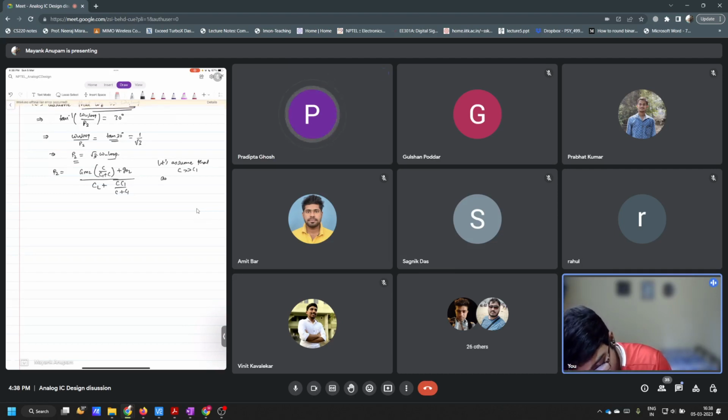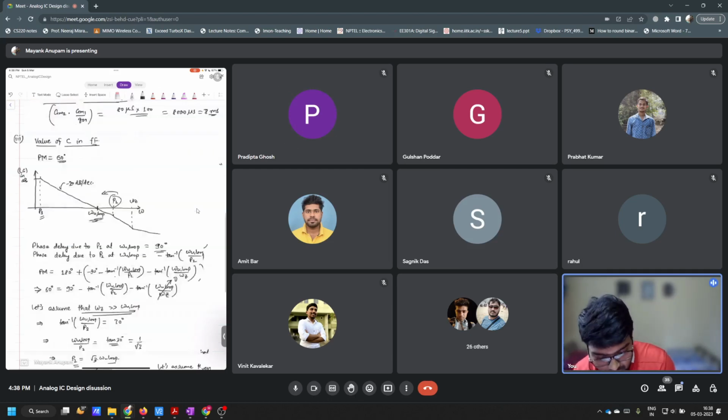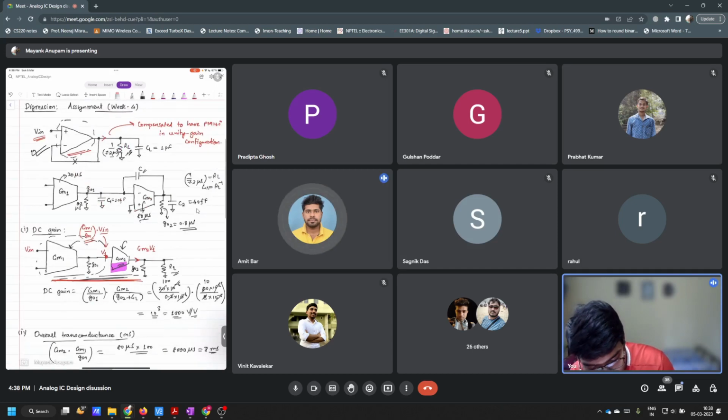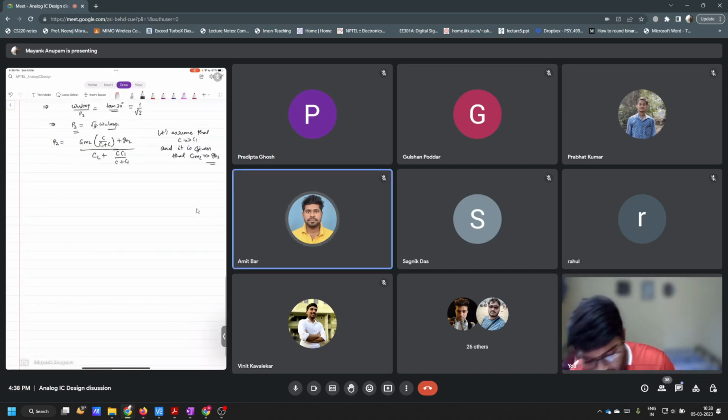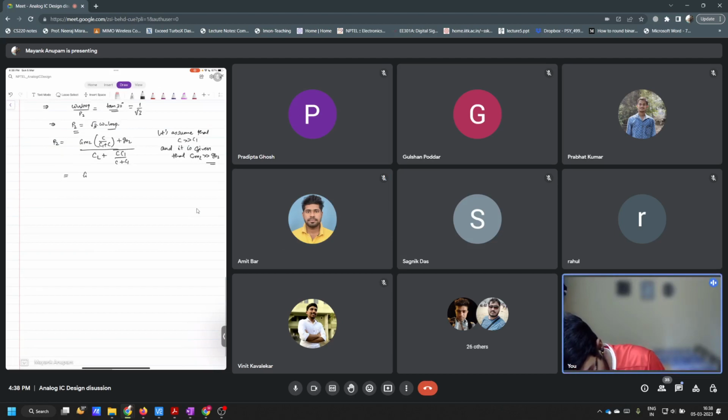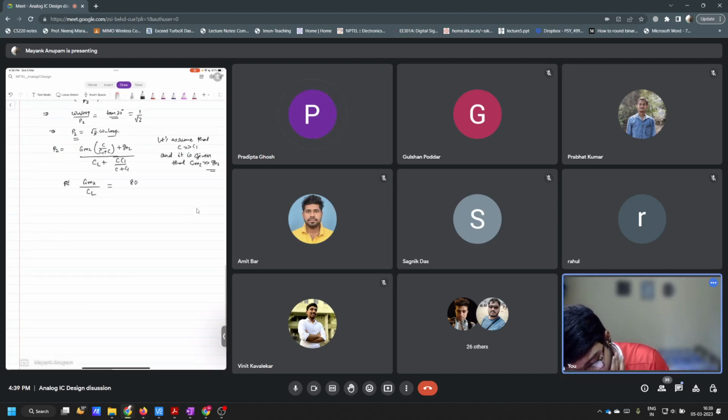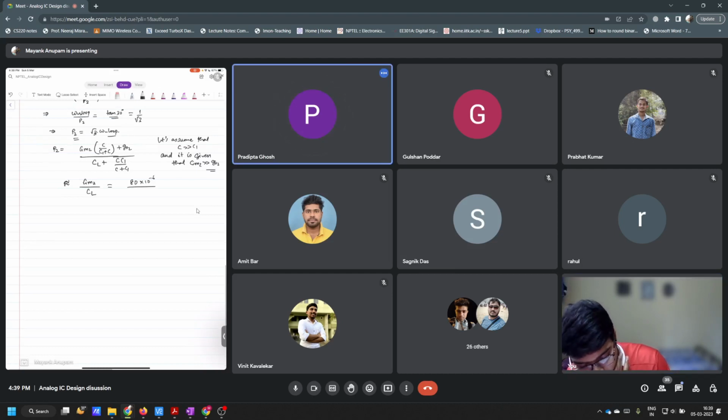And it is given already that your GM2 is much greater than GO2. GM2 is 80 microsiemens, GO2 is only 8.8 microsiemens, so that is a factor of about 100 better. So it will become GM2 divided by CL, correct? Now tell me, what is GM2 and what is CL?